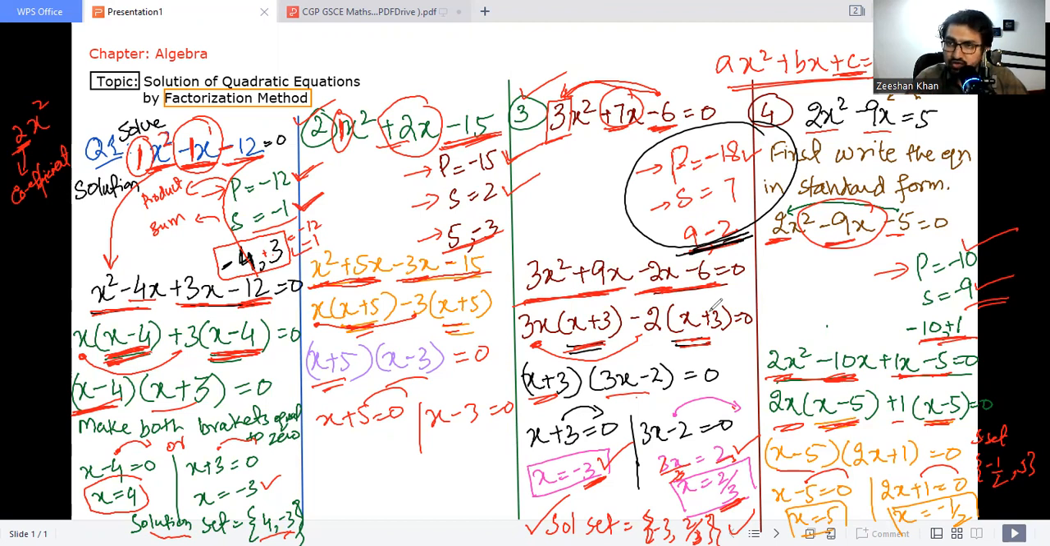So this is the factorization method. I hope you got all of these. Then in the next lesson, we will start with the quadratic formula method. Okay, thank you.